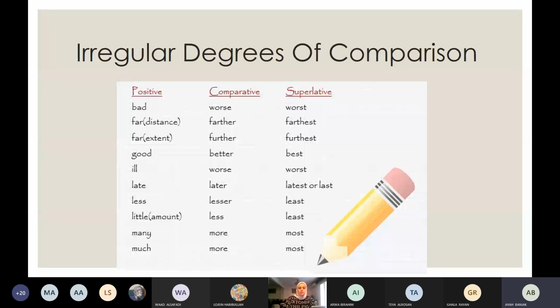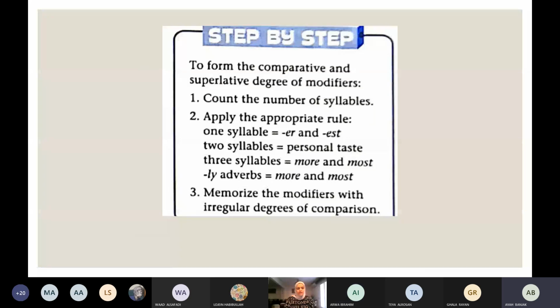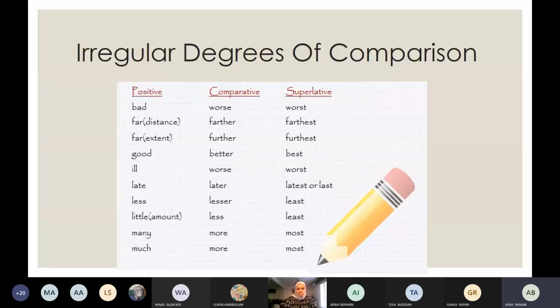Plain. The word plain, the adjective plain. It will be what in comparative and what in superlative? Can you repeat what you said, miss? Plain, as in this is a plain dish, for example. Miss, I don't know. Plain will be plainer in comparative and plainest in superlative. Okay.